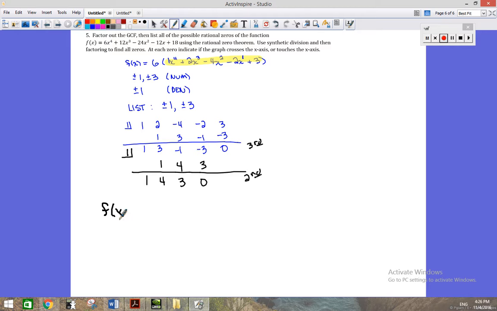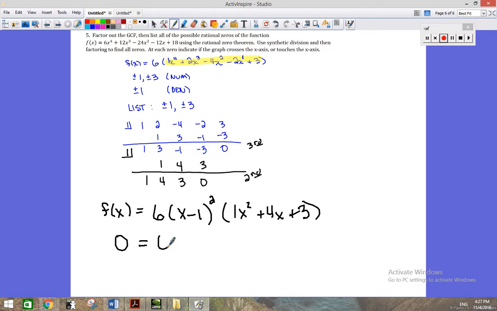So I've got f of x is equal to 6. Remember, we factored that out. And this had an x-intercept at x equals 1. In fact, I've got x equals 1 repeated. So I'm going to write x minus 1 times another x minus 1, which is just x minus 1 squared. Then the 1, 4, 3 gives me 1x squared plus 4x plus 3. If I set this equal to 0 and solve this equation, it's going to give me all the zeros of this function. I can factor this to x plus 3 and x plus 1.